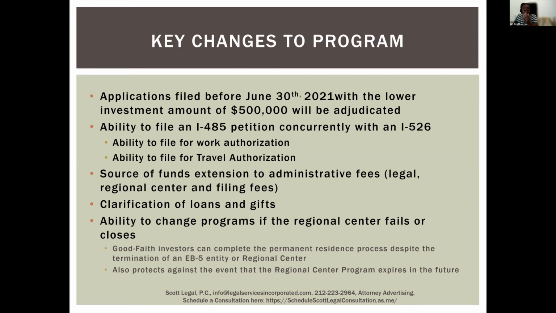The other thing that was clarified was that applications filed before June 30th were going to be adjudicated, because that was in flux. We warned clients who filed right before the June 30th date that we think the government is going to adjudicate, but we can't guarantee that. And then we talked about the concurrent filing, and source of funds, that it really is an extreme requirement, and then the change related to administrative fees. They also provided some clarification on loans and gifts.